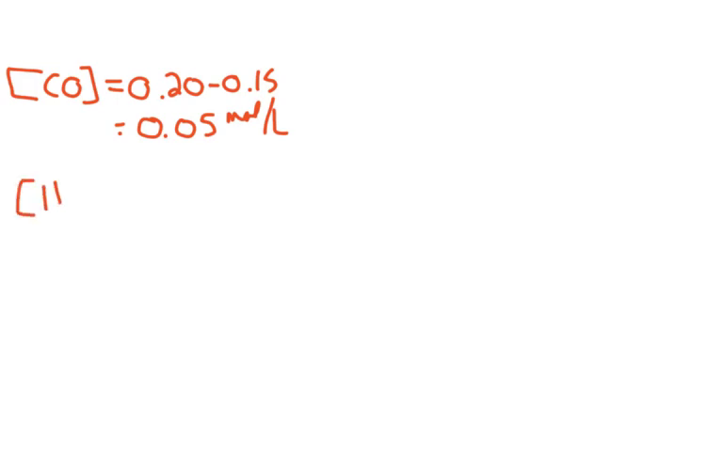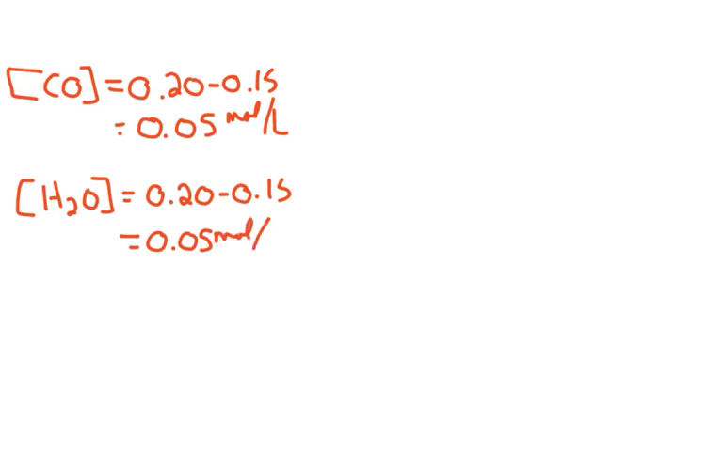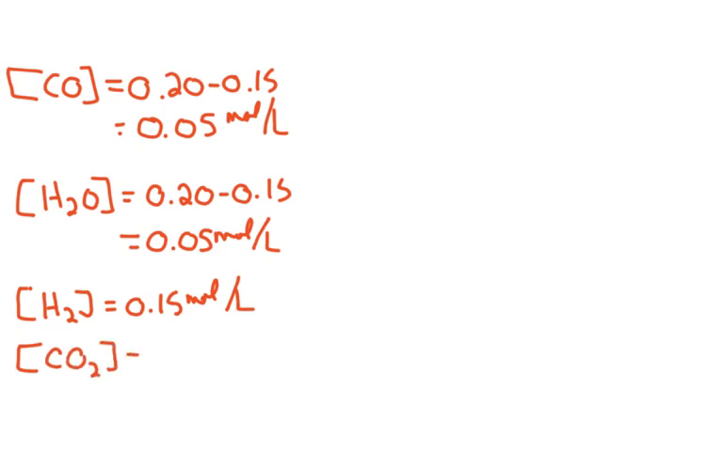Same exact method for the concentration of H2O. Its equilibrium concentration was 0.20 minus x, 0.20 minus 0.15, so 0.05 moles per liter as well. Concentration of H2 at equilibrium was just x, so just 0.15 moles per liter. As was the concentration of CO2, it was just x, so just 0.15 moles per liter.